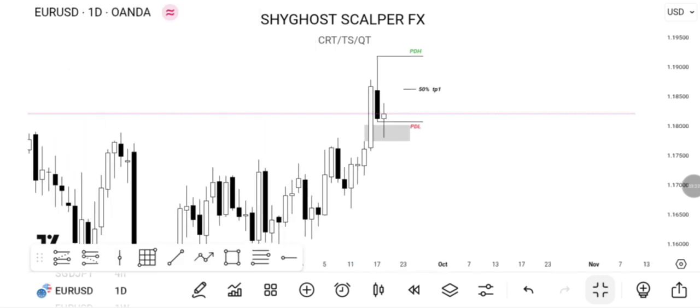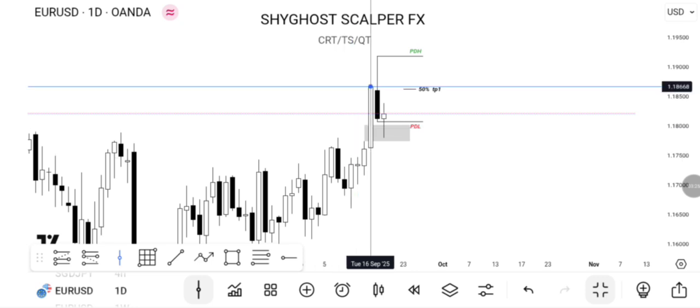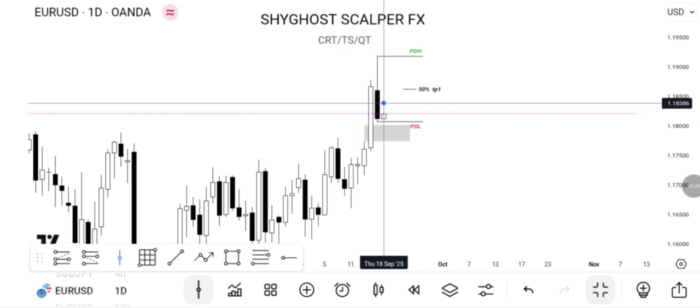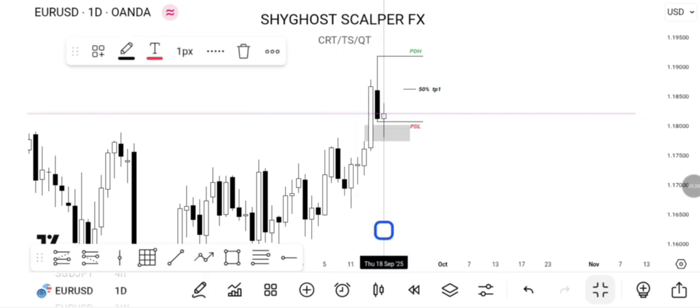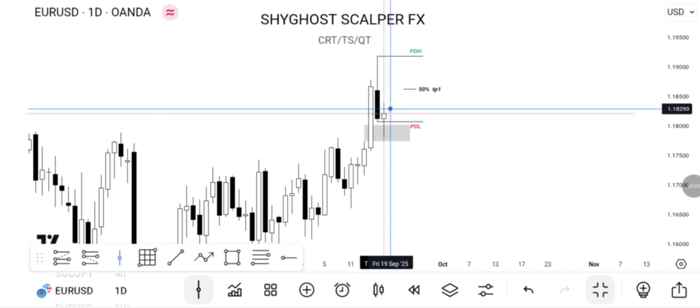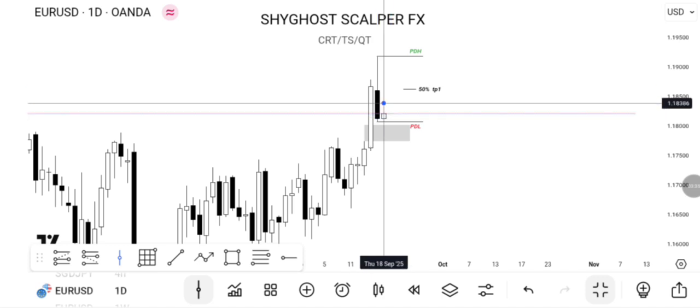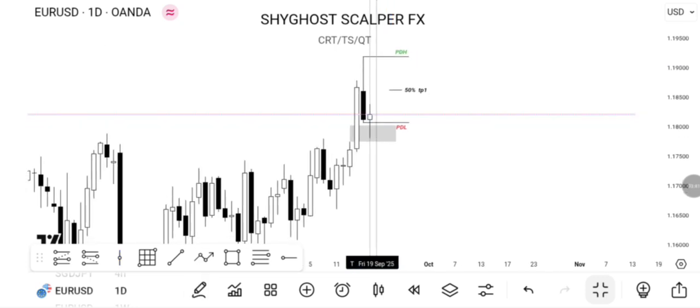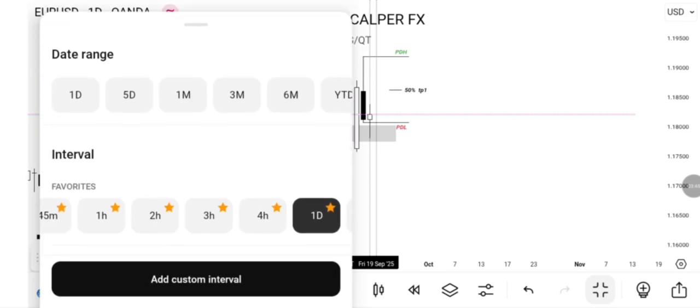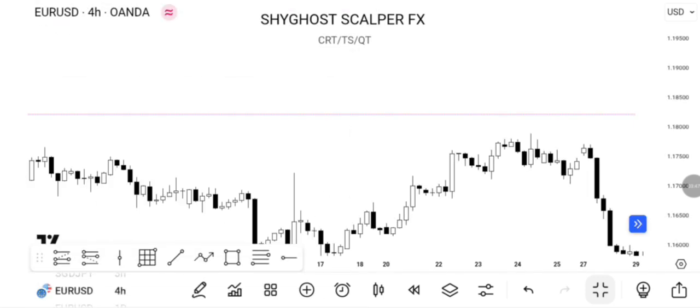So now you're gonna take a vertical line and put it here on the current day and on the next day. So you put it where? On Thursday price action. Today is Thursday, and then you put the next one on Friday, right? So now you're gonna move to where? To H4 time frame. You're gonna look for a CRT there also.